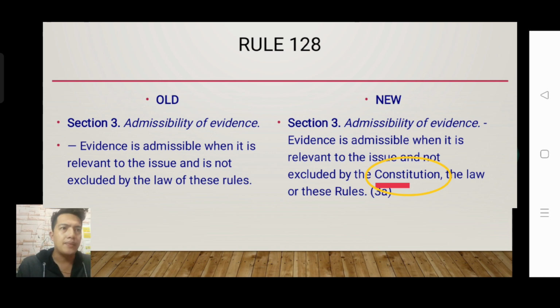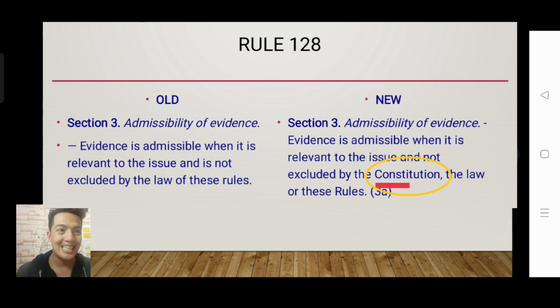Now, the insertion in the new rules is the word Constitution. Under the old rules, there was no Constitution that excluded the presentation or the admissibility of evidence. It was only the law or these rules. But now, under the 2020 amended rules on evidence, the word Constitution was inserted as part of the exclusion of the admissibility of evidence.